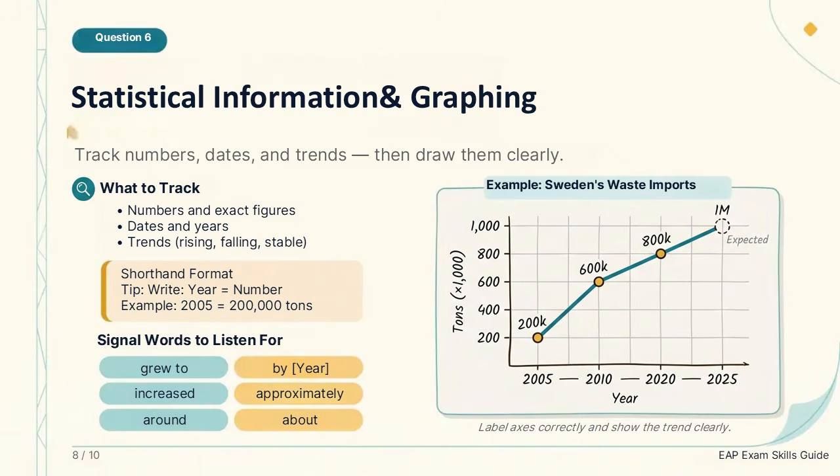Tip: when you hear statistics, write them clearly in this format. Year equals number. Do not write long explanations. Just write the year and the figure. Also, pay attention to words like grew to, increased by 2020, around, about, approximately. These words tell you that graph information is coming. When drawing the graph, make sure you label the years correctly and show the increase clearly.